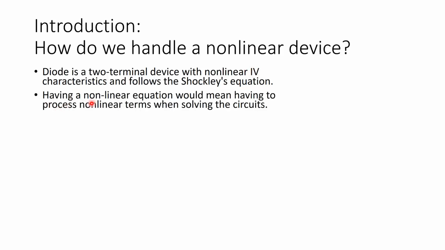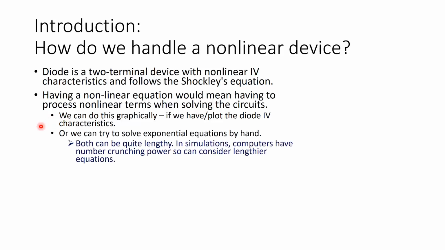So Shockley's equation is an exponential expression that we had earlier. Having a non-linear equation would mean having to process non-linear terms when solving the circuits, as I said just now. So we can do this graphically if we plot the diode IV characteristics, or we can try to solve exponential equations by hand, and both can be quite lengthy.